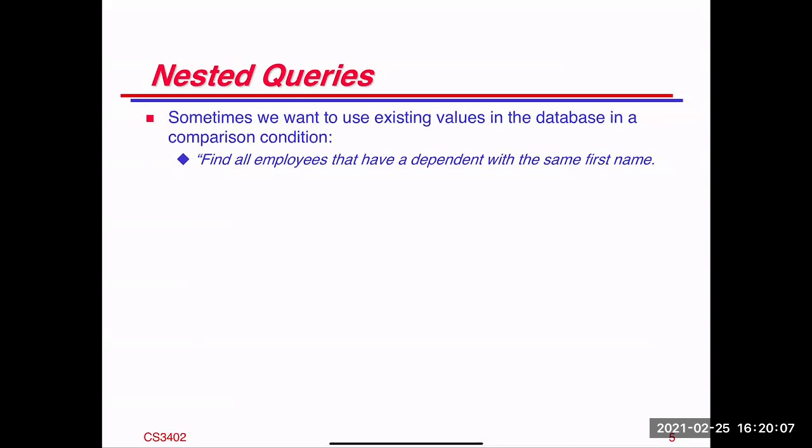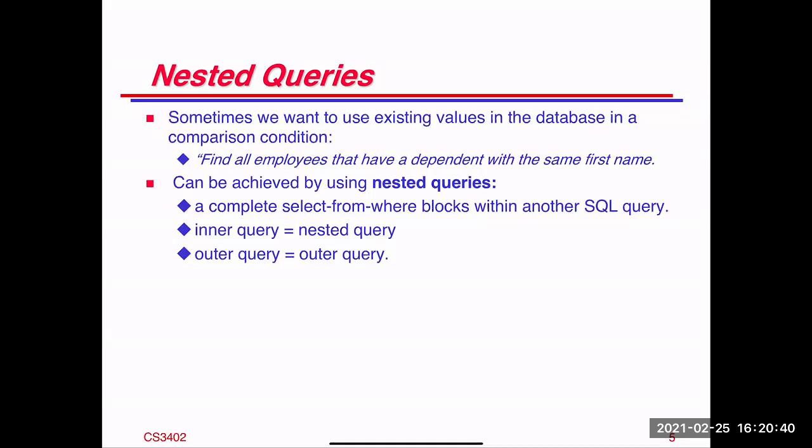So sometimes you want to use existing values in the database in a comparison condition. For example, maybe we want to find all the employees that have a dependent with the same first name as the employee. So how are we going to do that? That's kind of tricky because so far, when we wrote these conditions for the where clause, we always used constants or literal values. Okay, so we need to use something else for that. And the answer for how to do this is using nested queries.